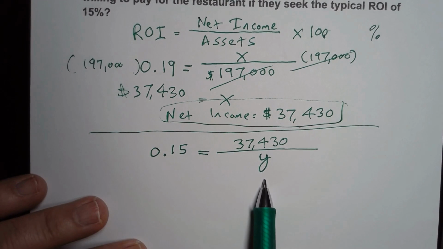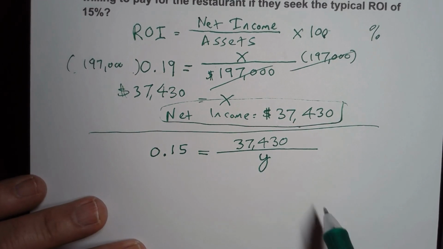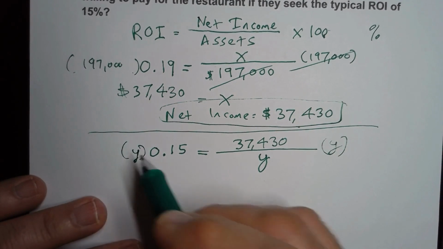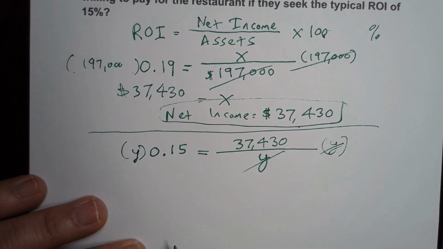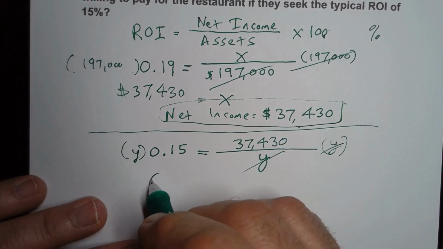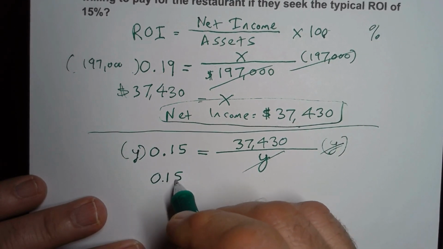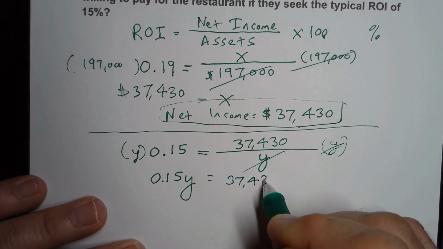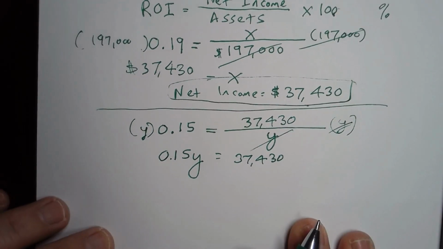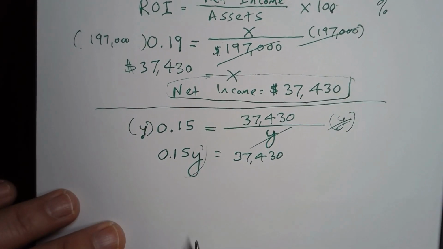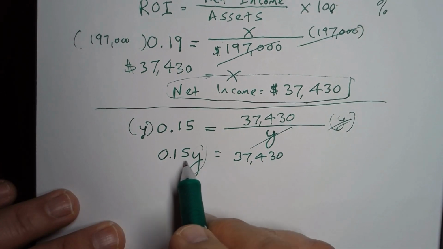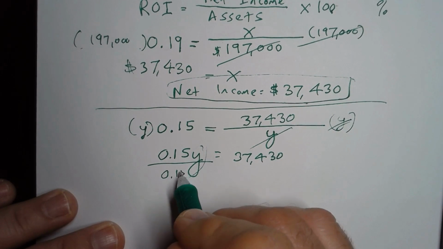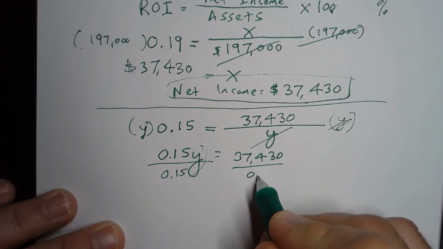We're now going to solve for Y. We're going to do that by doing algebra. So I'm going to multiply both sides by Y. These Y's cancel out. So I'm left with 0.15 Y is equal to 37,430. Again, I want to solve for Y, get Y by itself. So the 0.15 is multiplied by Y, so I do the opposite. I divide both sides by 0.15.